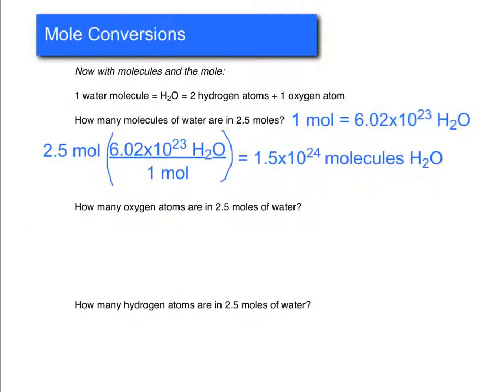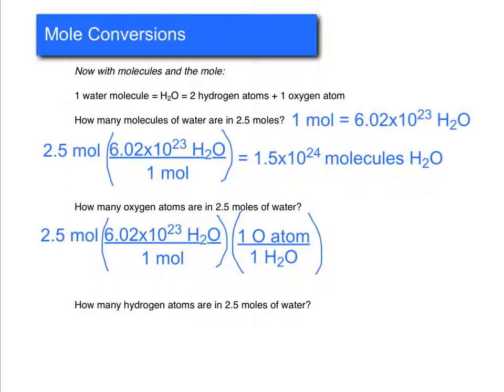So now we can build on this, just like we did with our cheese sandwiches, and figure out how many atoms of oxygen and hydrogen we also have there. So first we want to find out how many oxygen atoms are in those 2.5 moles of water. So the first part of our problem is the same again. We have 2.5 moles times 6.02 times 10 to the 23rd molecules of H2O in 1 mole. And then we know that in every water molecule we have 1 atom of oxygen. And so oxygen atoms is where we're going, so that's going to go on the top. So we have 1 oxygen in 1 H2O. All right, and then that tells us that we have 1.5 times 10 to the 24th atoms of oxygen.